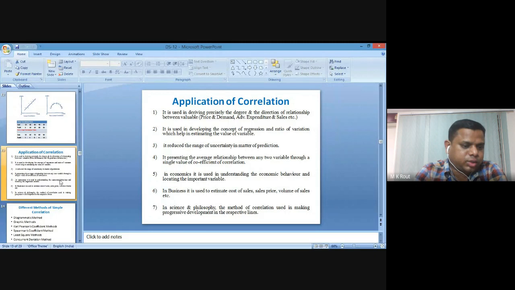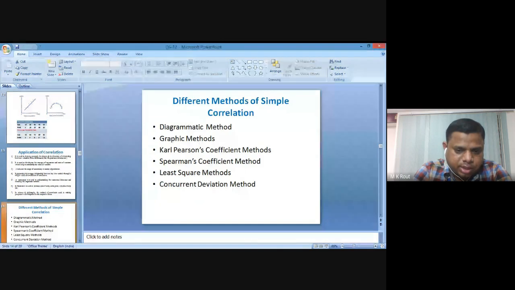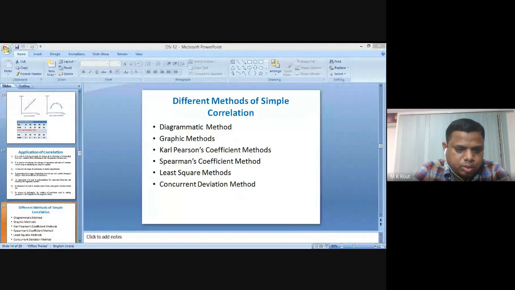So moving to the next one, the different methods of simple correlation. I advise all of you to note down these methods, because we will perform some numericals starting from the Karl Pearson coefficient method, Spearman coefficient method, least square method of correlation. The last one is the concurrent deviation method. Apart from these, the diagrammatic method and graphical method are only theory. That is my advice. Just note down, then we'll proceed to discuss one by one.